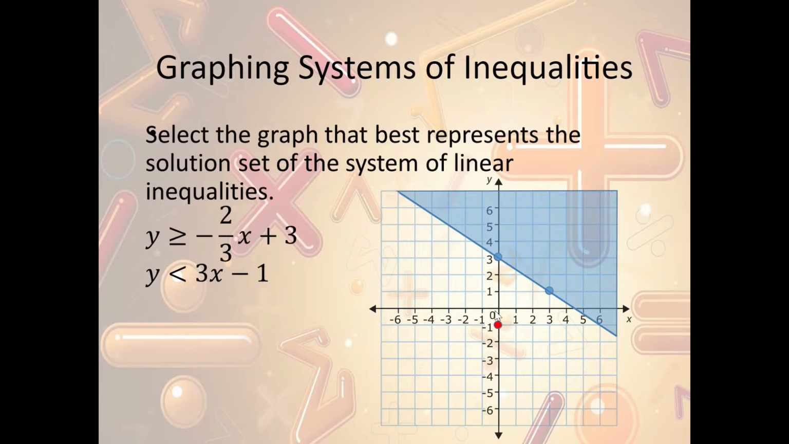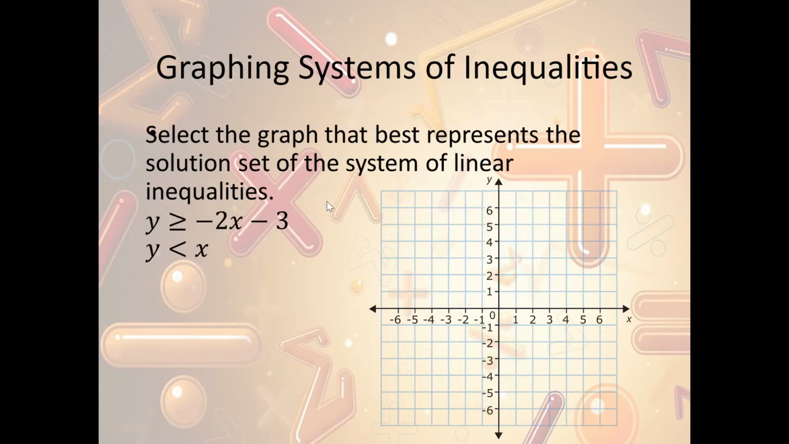And our slope is 3, so we'll go up 1, 2, 3, to the right 1. They didn't add anything extra, so we won't either. So it'll be an open line. And it's a less than symbol, so we'll shade below. So it'll be here. Again, we have a blue area, we have a red area, and we have a purple area. The purple area is the area that matters. That is the overlap of the two inequalities.